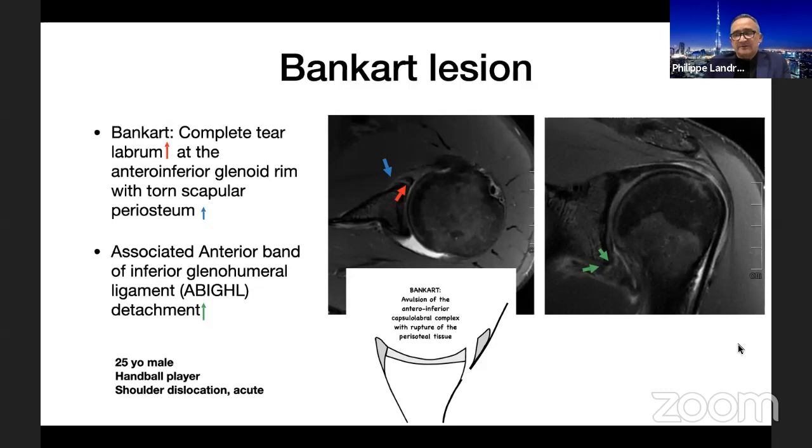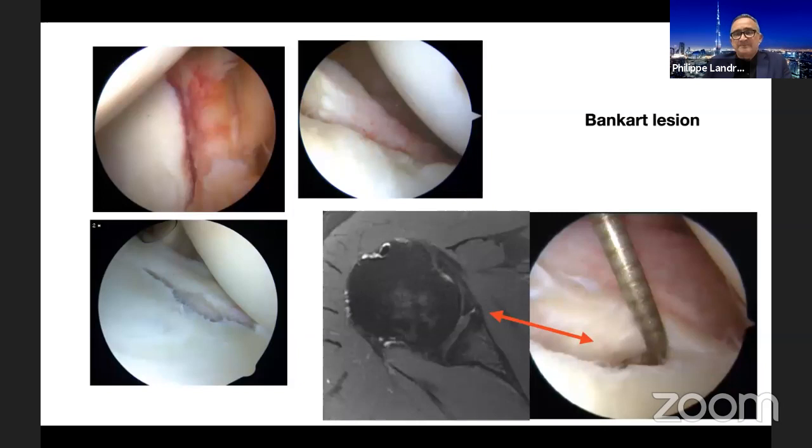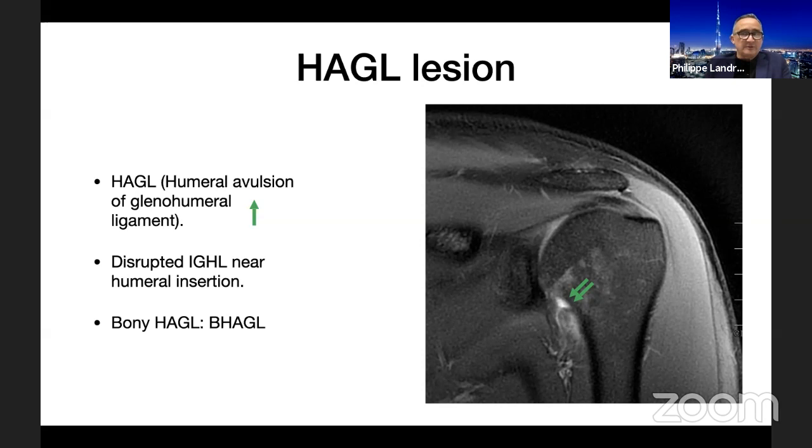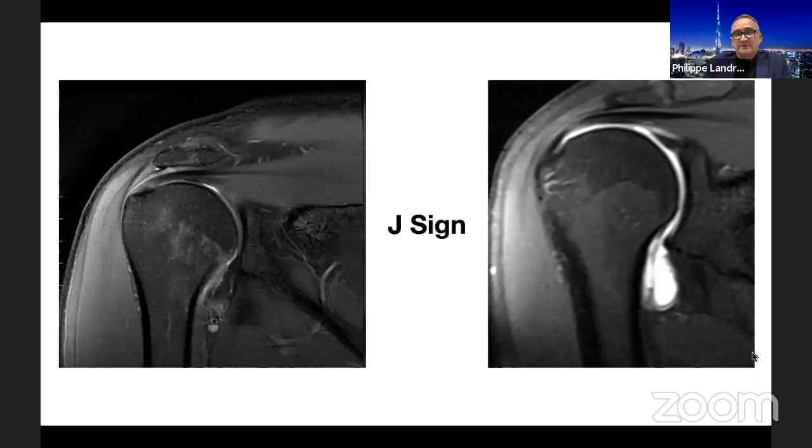We'll go a little bit fast on the imaging. You know that the Bankart lesion is a typical one. There are different types, but don't forget to look at the HAGL lesion, because it's probably one of the factors of failure if it is not recognized, with the typical J sign that you can see on the MRI, this kind of image when you do arthroscopy.